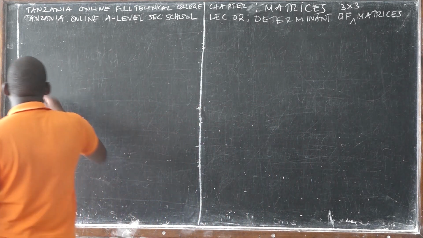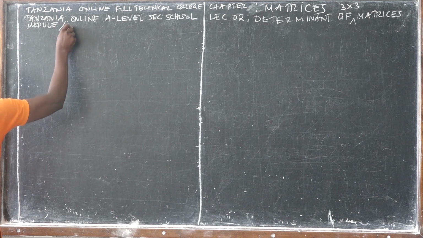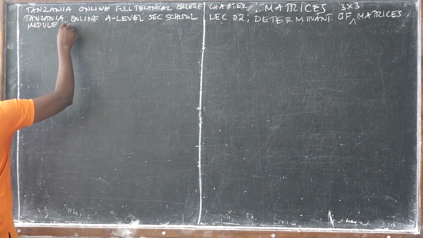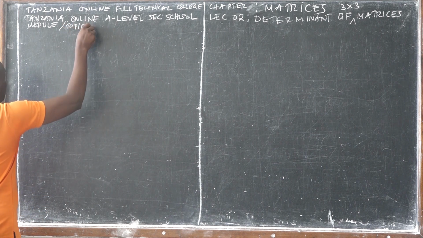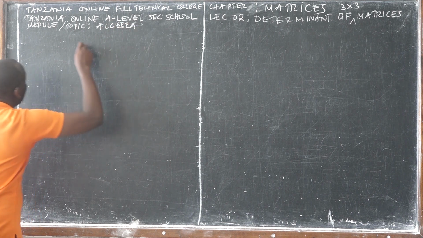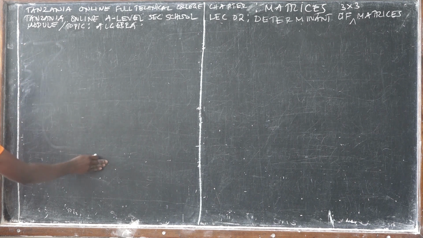The module is called algebra. I forgot to write the module or subject for A-level students. This is a topic in A-level, not a subject. So the module or topic is called algebra. Then let us discuss some concepts. Let us start with an abstract concept, then we'll go further and further.